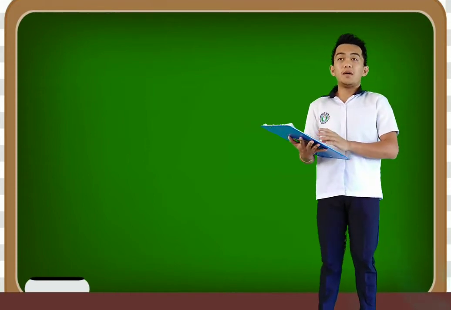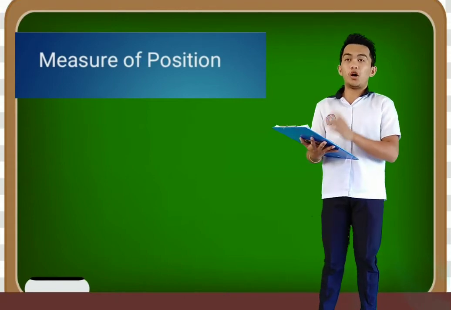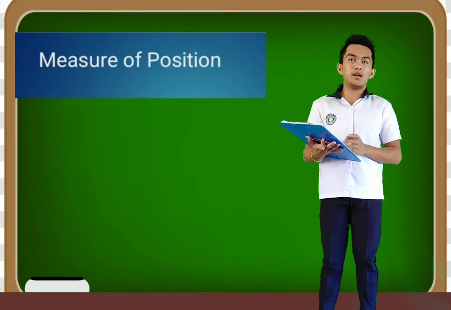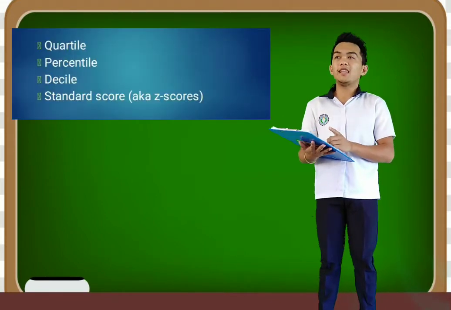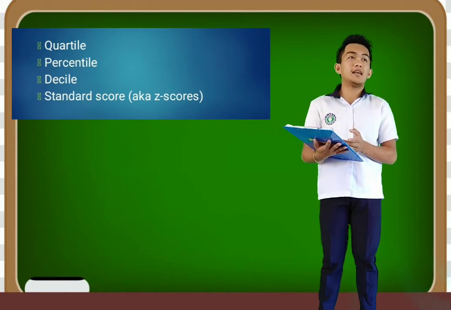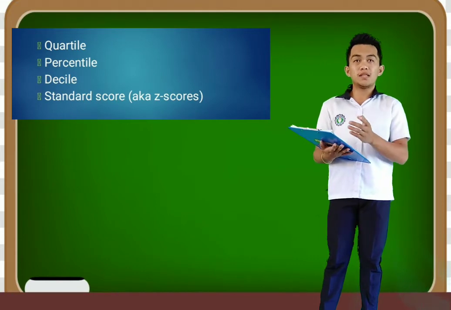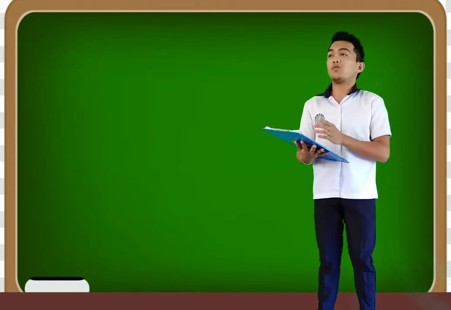In addition, measure of position gives us a way to see where a certain data point or value falls in a sample or distribution. There are types of measure of position: quartile, percentile, decile, and standard score, also known as Z-score. But we must focus on our topic, measure of position in quartile.